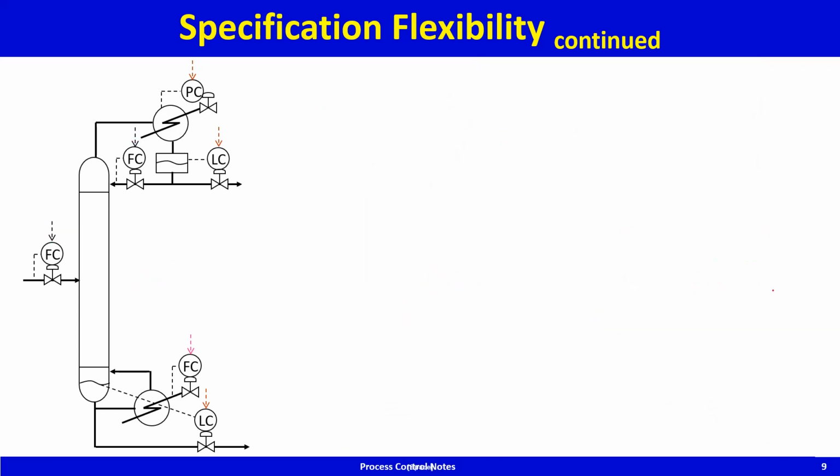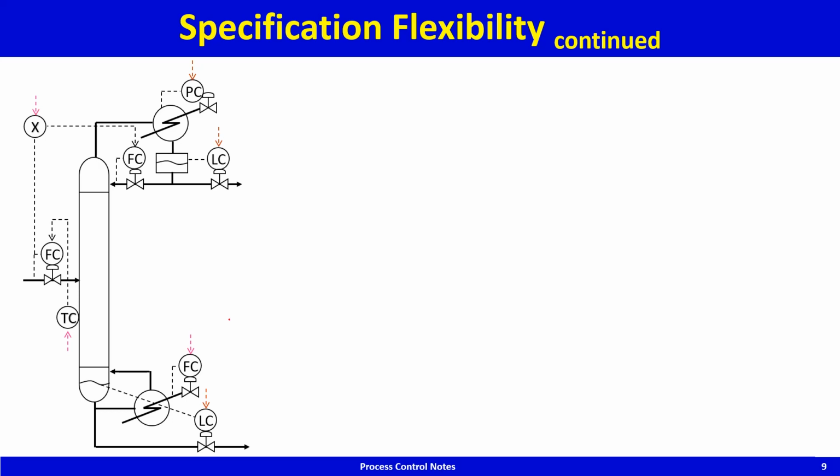Let's look at some other possibilities. Here's another one. So here what we are doing is, the temperature on the column is controlled by adjusting the fresh feed flow. Reflux is maintained in ratio with the feed. Q is free.